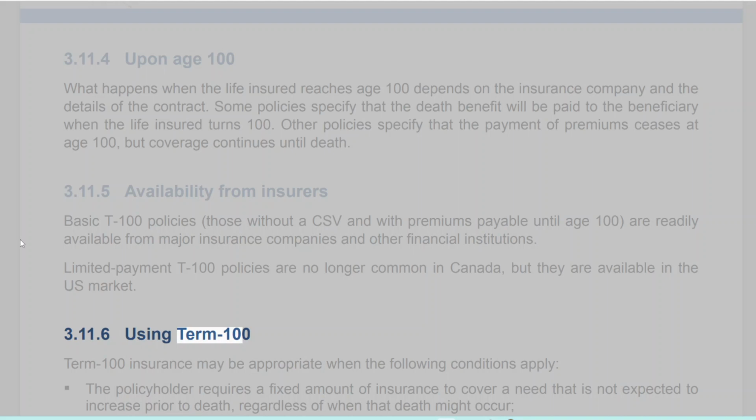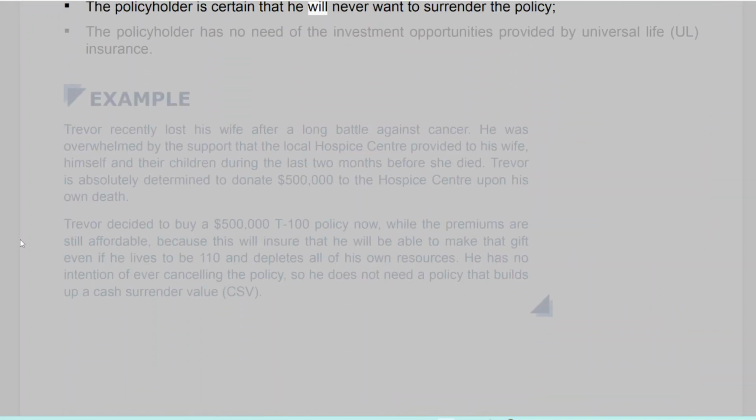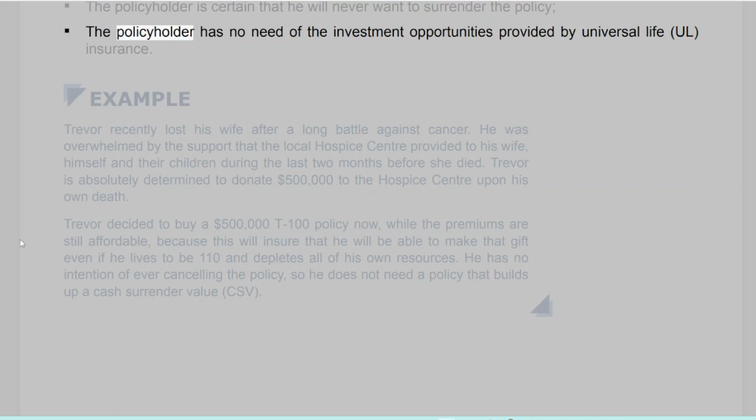3.11.6 Using Term 100. Term 100 insurance may be appropriate when the following conditions apply. The policyholder requires a fixed amount of insurance to cover a need that is not expected to increase prior to death, regardless of when that death might occur. The policyholder is certain that he will never want to surrender the policy. The policyholder has no need of the investment opportunities provided by Universal Life, UL, insurance.